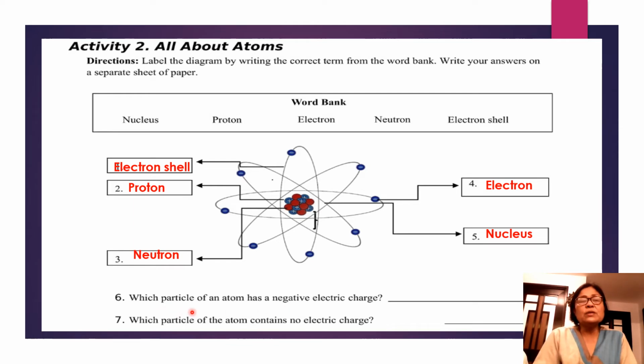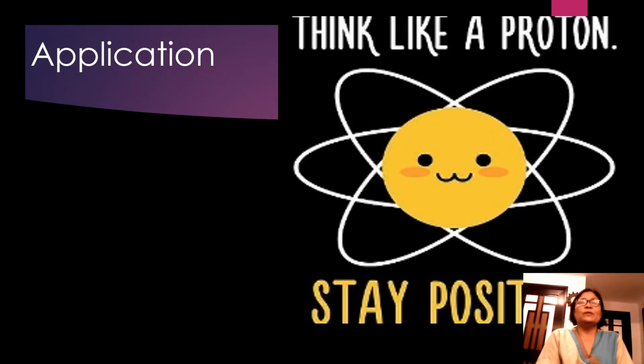In question number 6, which particle of an atom has a negative electric charge? So the answer is electron. And number 7, what particle of the atom contains no electric charge? And the answer is nucleus. Okay, very good.